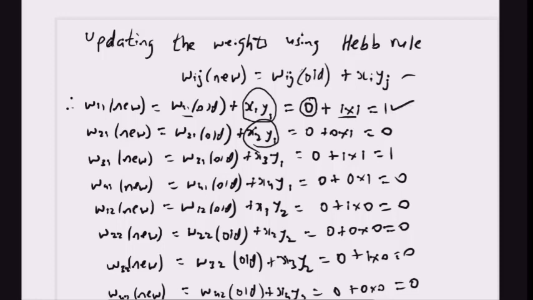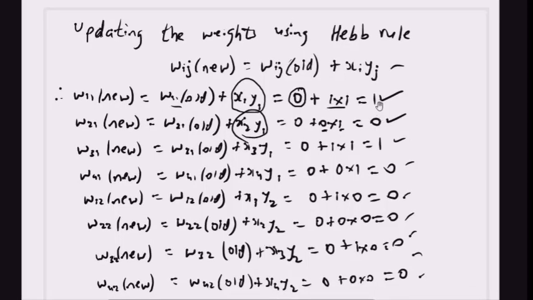Then w21 new is equal to w21 old plus x2 y1. Now x2 is 0 and y1 is 1, but 0 times 1 is 0, so we get 0, and so on. You can check the values. We have these as the new weights: 1 0 1 1 0 0, and so on.